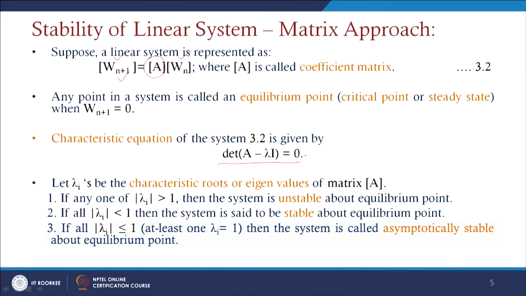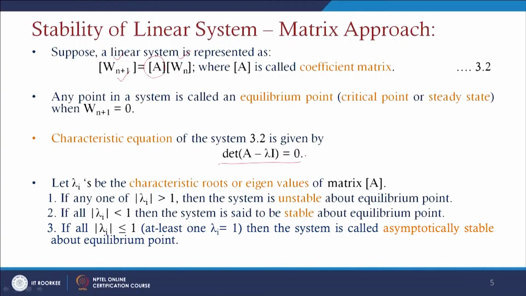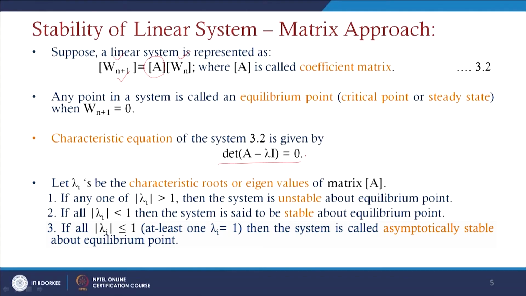We have already discussed this in the last lecture. This means that the system will go away from the origin, so we write this as unstable about the equilibrium point. And if all lambda_i are strictly less than 1, then the system is said to be stable. This means that it tends towards the origin when we go to higher powers of lambda_i, so the point is said to be stable at the equilibrium point. And if all lambda_i are less than or equal to 1, meaning exactly one value achieves the value 1, then the system is called asymptotically stable about the equilibrium point.